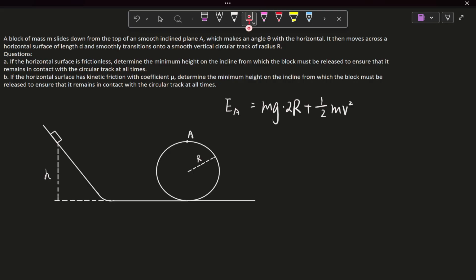And EA, the amount of energy it has at point A, is equal to the amount of energy the block has at its initial position, which is equal to mg times h. And h is the variable you're trying to find.